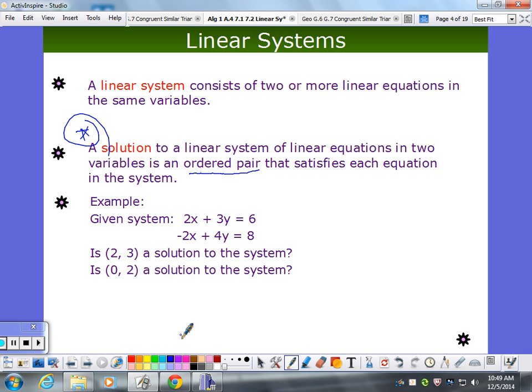So here's an example of a linear system. I've got two equations in two variables, x, y, x, y. They are the same variables. They mean the same thing. This one is 2x plus 3y equals 6. This one is negative 2x plus 4y equals 8. First of all, are these linear equations? How do we know if they are linear equations or not?